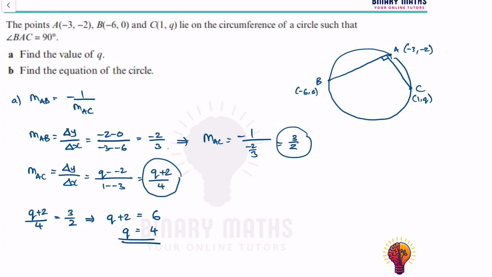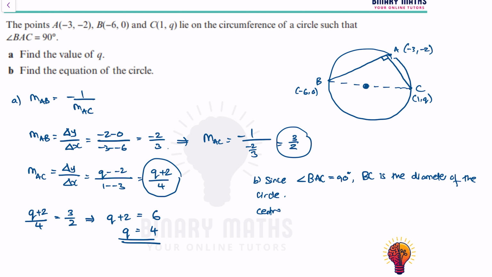Okay, part B, it says find the equation of the circle. Now, because angle BAC is equal to 90 degrees, that means, according to the circle theorem, BC must be the diameter. So since angle BAC is equal to 90 degrees, BC is the diameter of the circle, which implies the center.